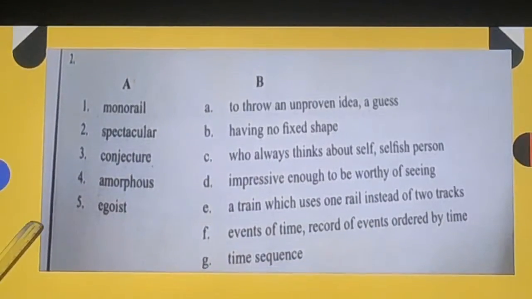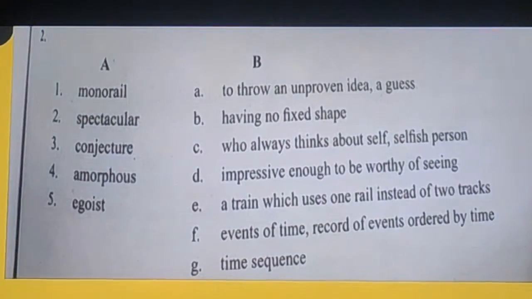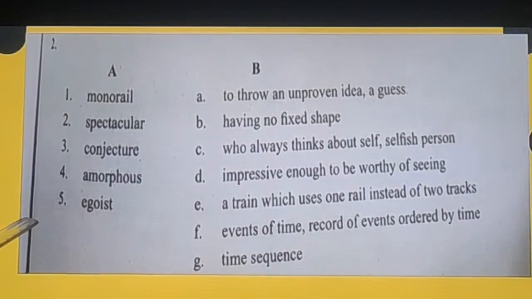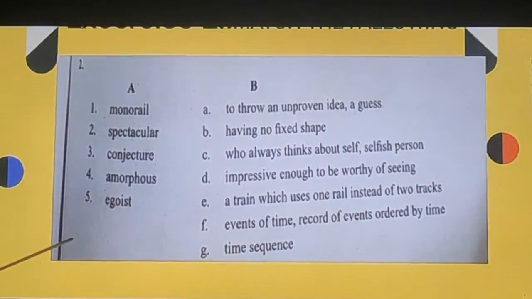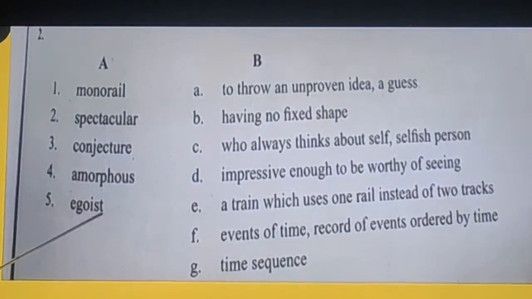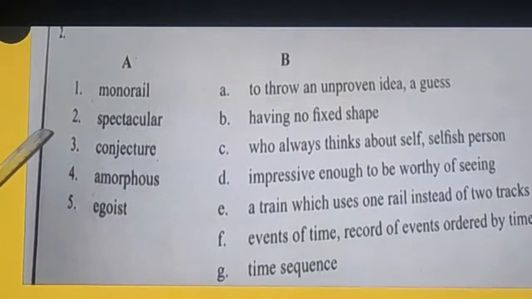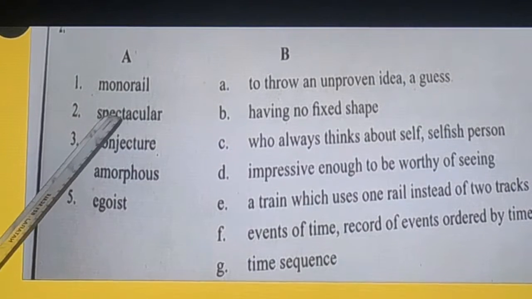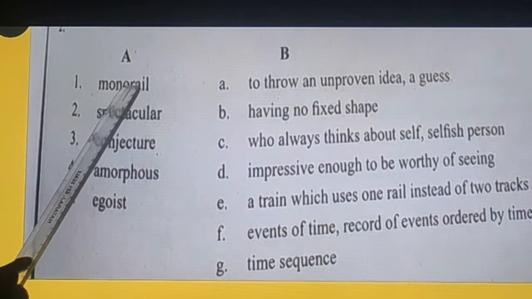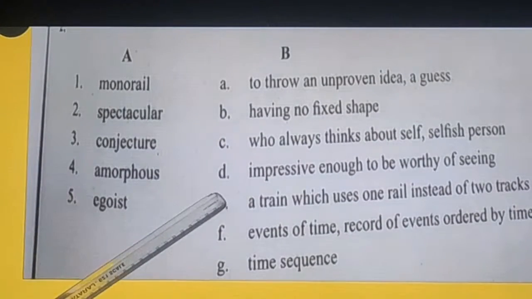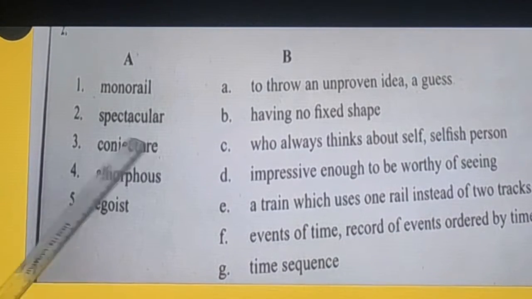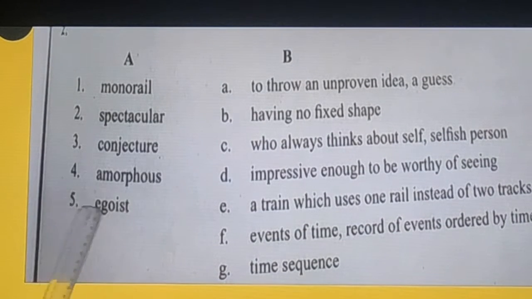Already in the last, the root word is egoist. Ego, I already explained. What is the egoist? Already here you have answers. You have to just read and match these words. Monorail, spectacular, conjecture, amorphous, egoist. These here also have the answers.